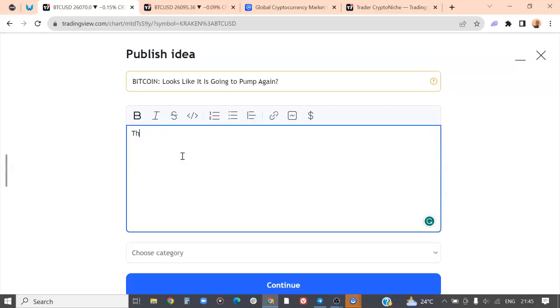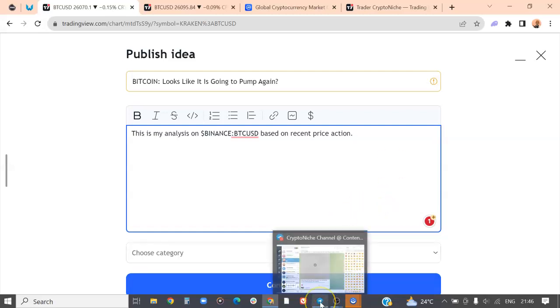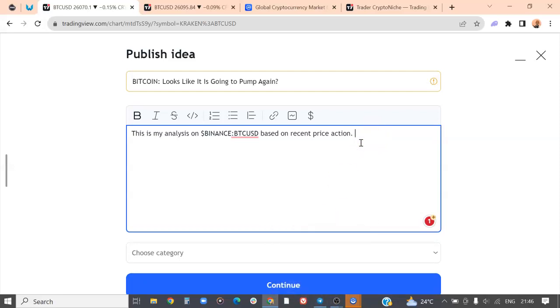So this is my analysis on Bitcoin, based on recent price action. Can you see that?